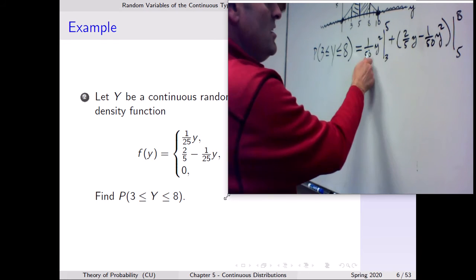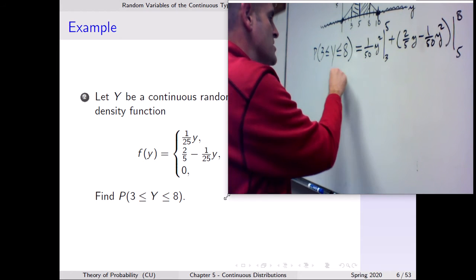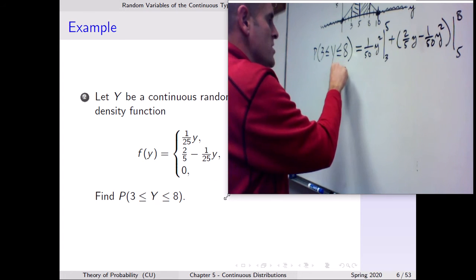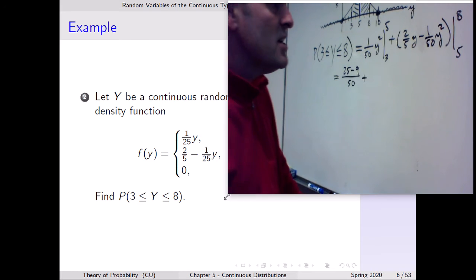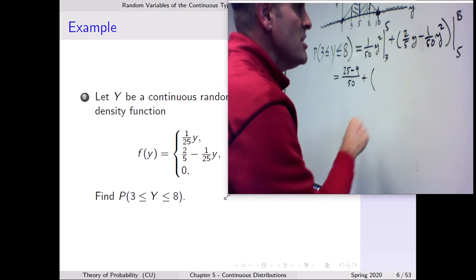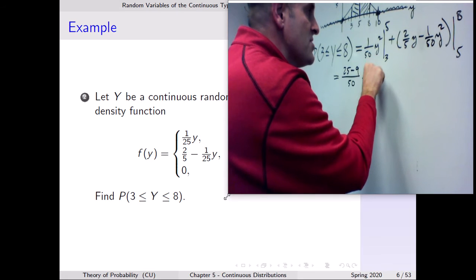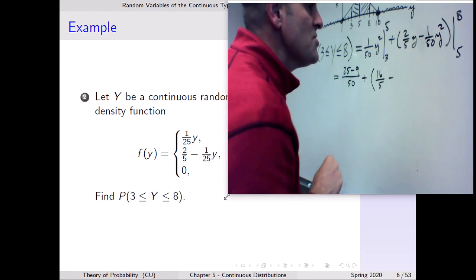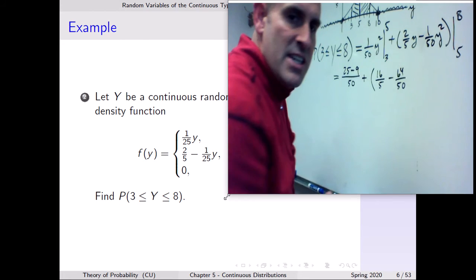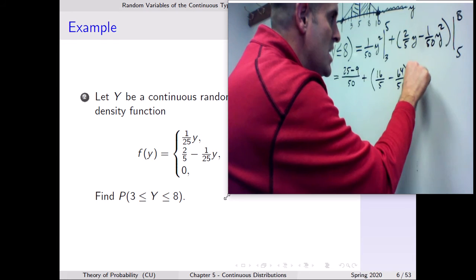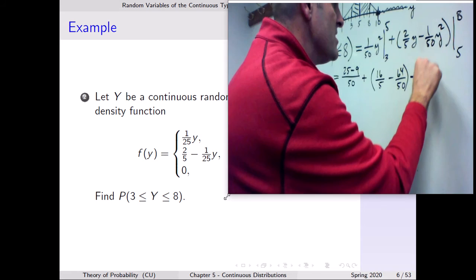Well, 1/50th 5 squared minus 1/50th 3 squared. So that's going to be 25 minus 9 over 50. Plus, all right, so this one's a little bit more interesting. What are we going to have here? 2/5 times 8. So 2 times 8 is 16/5. Minus 8 squared is 64/50. Minus, remember you always evaluate at the top minus the thing evaluated at the bottom. Minus 4/5.